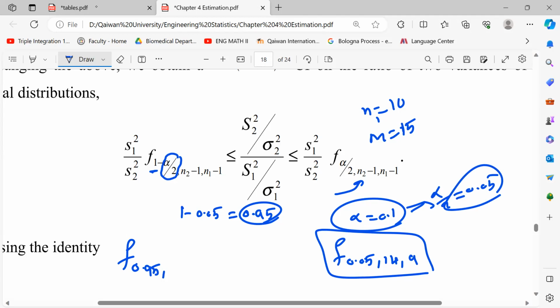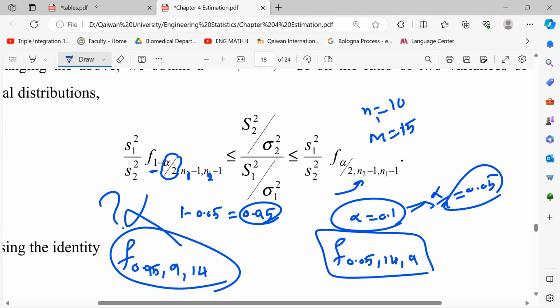And n1 and then n2. This one is n2. n1 minus 1 is 9, and n2 minus 1 is 14. We cannot find this one from the F table.